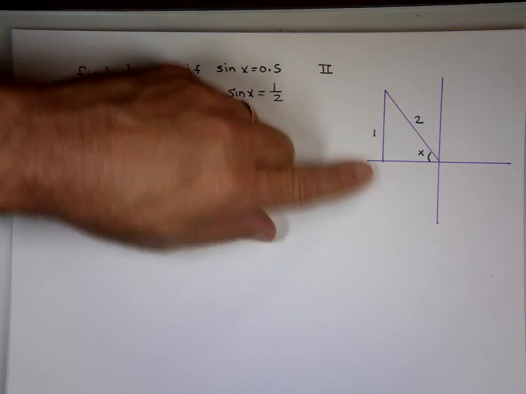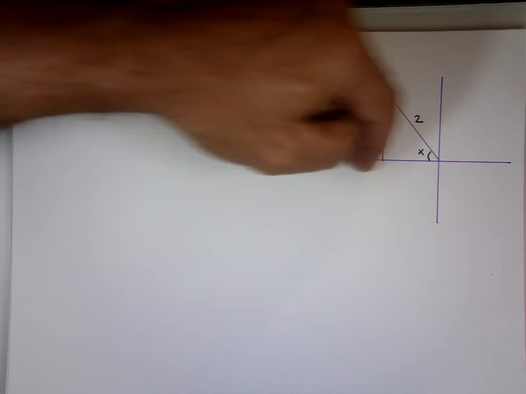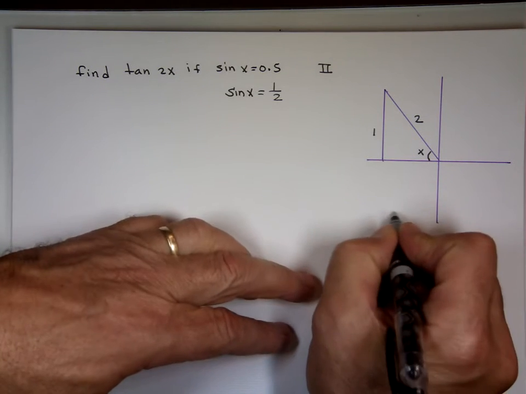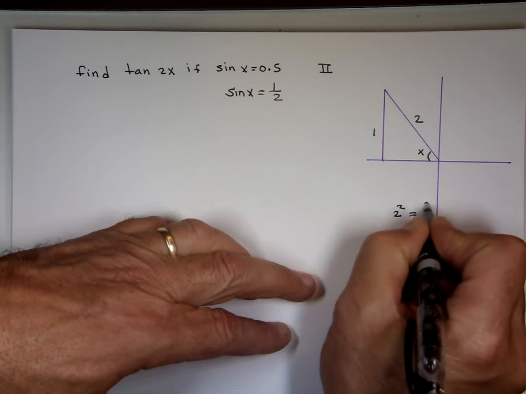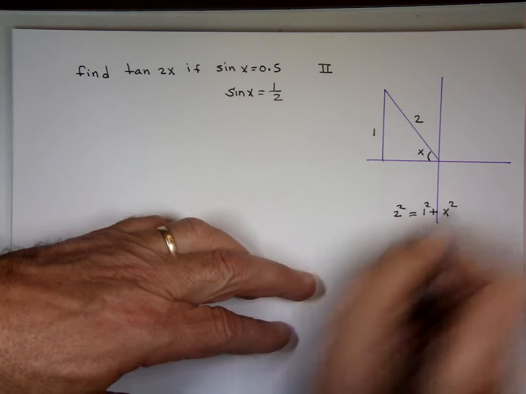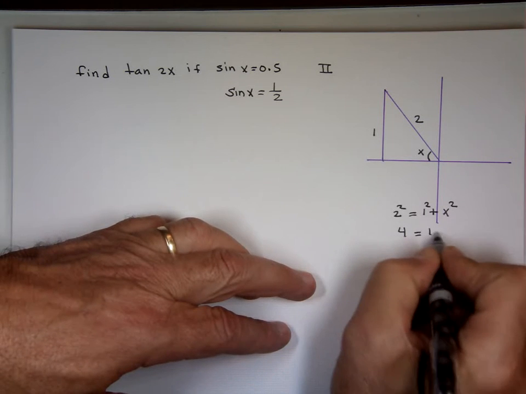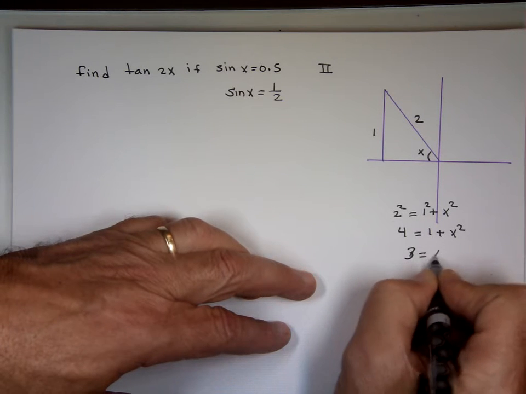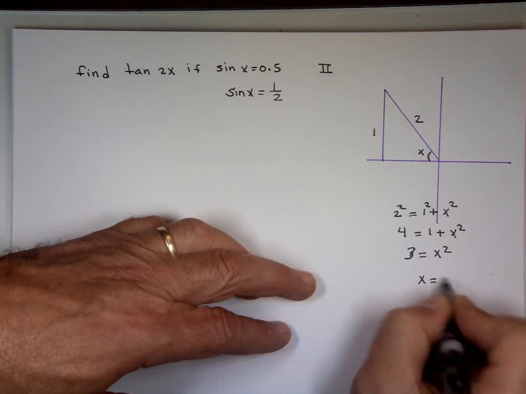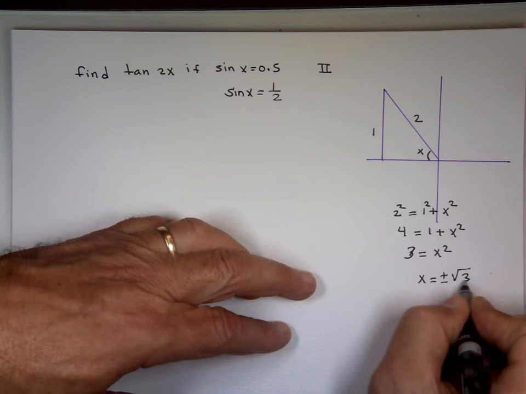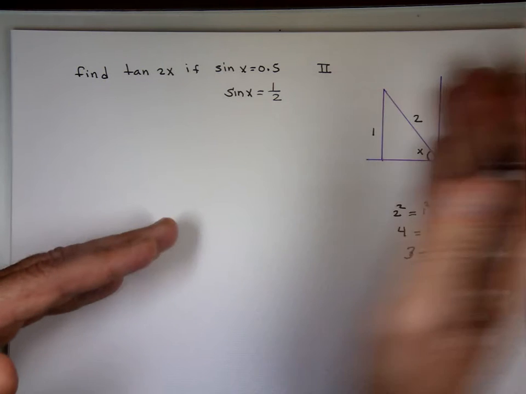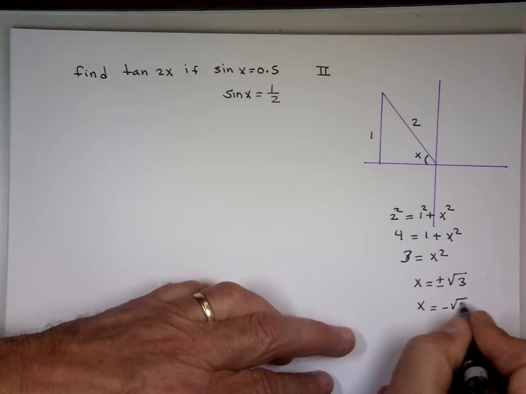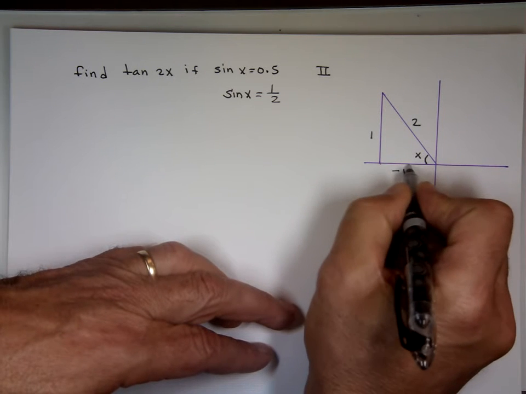Notice it's positive because it's above. Now I've got to find the x value. Since the x value is to the left, it should be what? Negative. So 2 squared equals 1 squared plus x squared. 4 equals 1 plus x squared. 3 equals x squared. x equals plus or minus the square root of 3. Look at the picture: should the x value be positive or negative to the left? Negative. So negative the square root of 3.